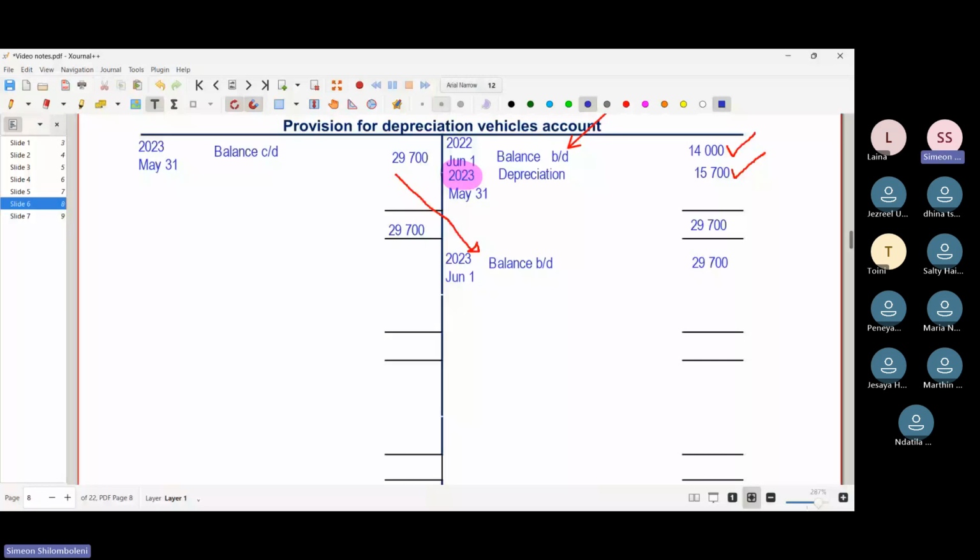What must I write next? You write the depreciation date. What date must I put here? 2024, May the 31st. Details: depreciation. The amount: 38,080. Okay, what do I do next?